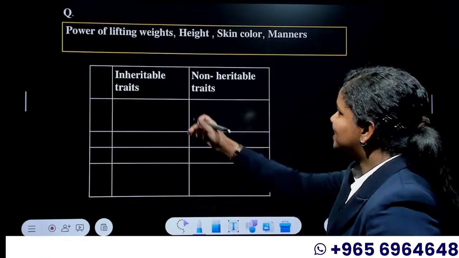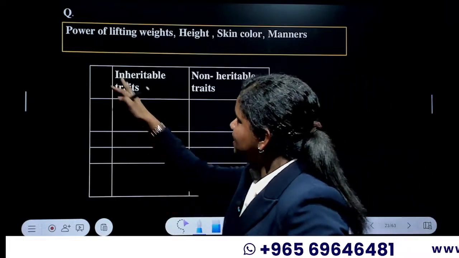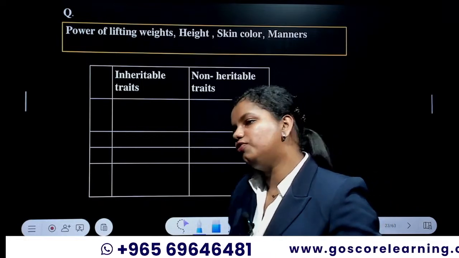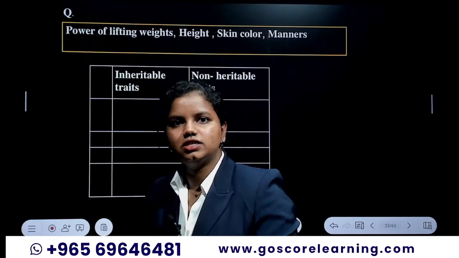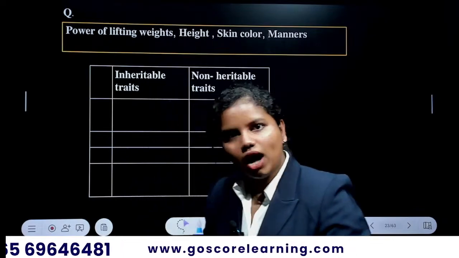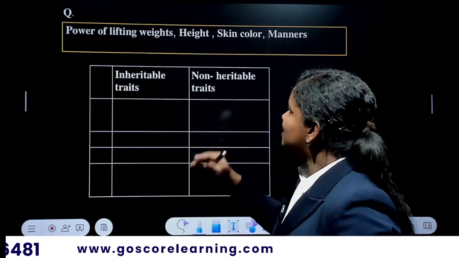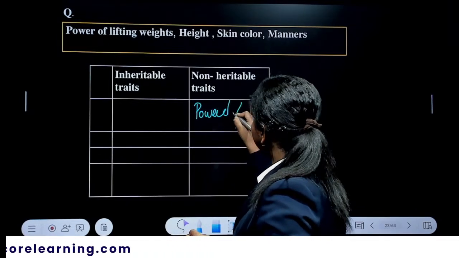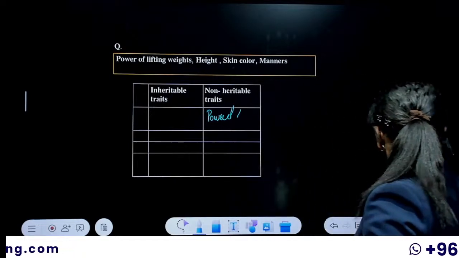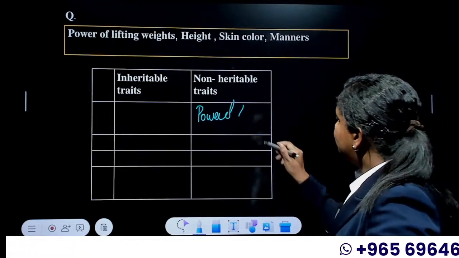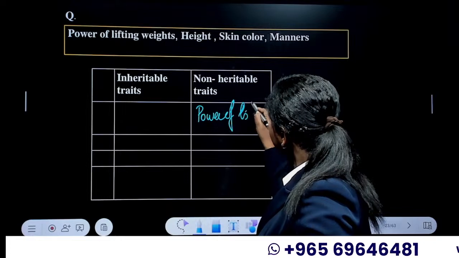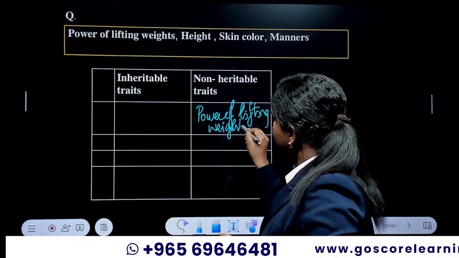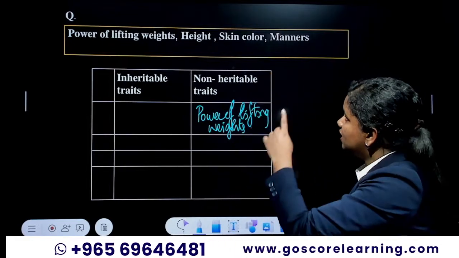So here you can classify power of lifting weights. Just because your father was a good weightlifter doesn't make you a good weightlifter, right? You have to gain that skill. So it is a non-heritable trait. Power of lifting weights, that is a non-heritable trait.